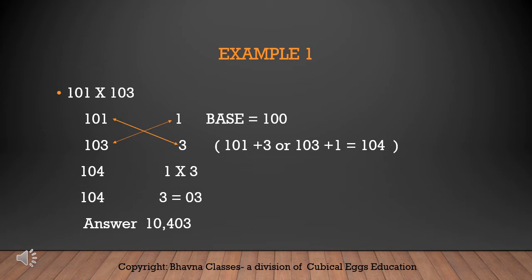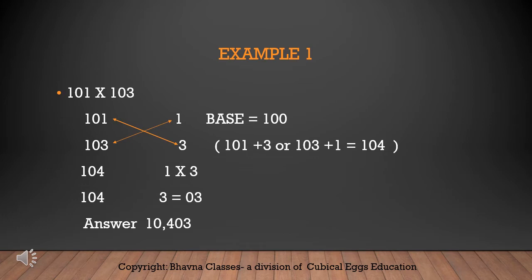Now this is a method, but if you look, you can do it directly. How? Because it is 101 times 103, directly I add 3 to 101, which gives 104. And I multiply 1 times 3, which is 3, and for 3, I write 03. So my final result is 10,403. Just by looking, you can do it in less than 5 seconds.